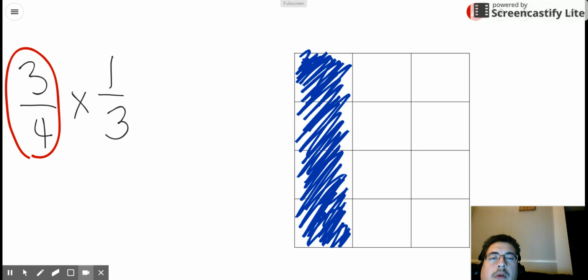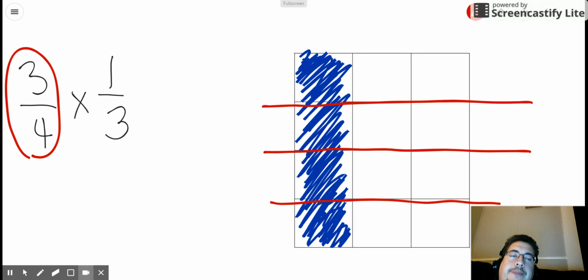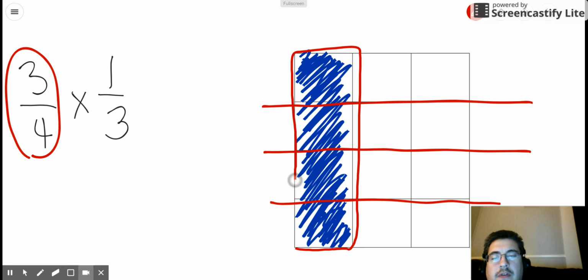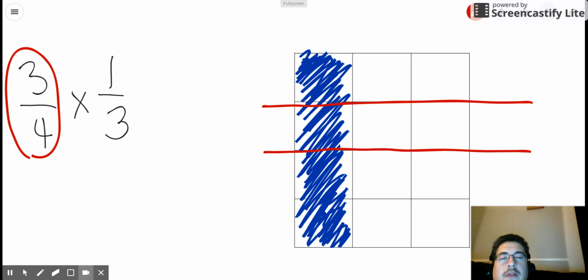But now we're going to take a look at these horizontal rows here. And we see that those rows have divided the whole into four sections. And so if we just focus on the 1/3 here, I want to find 3/4 of that 1/3. Well, that 1/3 has been divided into one, two, three, four equal pieces. And so 3/4 of that 1/3 would just be three of those pieces.